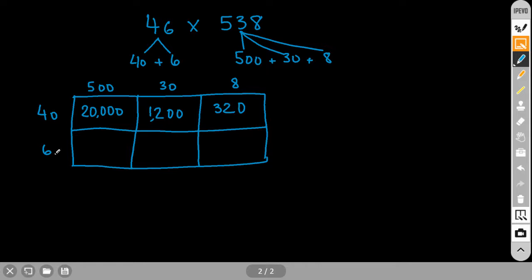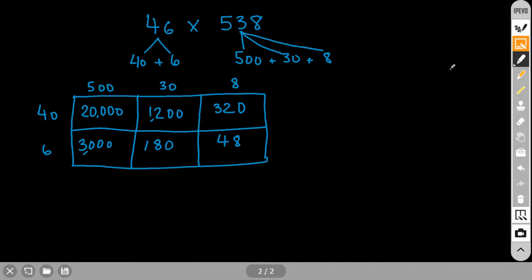Do the same thing with this side. 6 times 5 equals 30. Oh, look at that 0. The 0 is only from 6 times 5. Now add the 2 zeros. So it's 3,000. 6 times 3 equals 18. Add this 0 only. And then 6 times 8, 48. Now we can go ahead and add all these numbers, stack them.